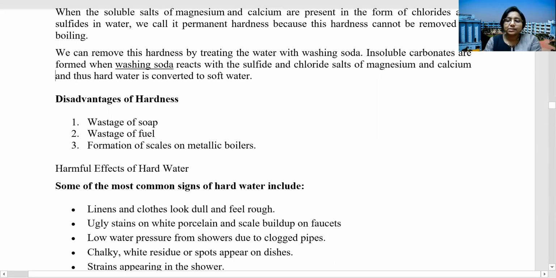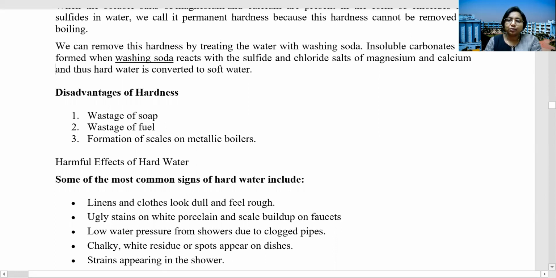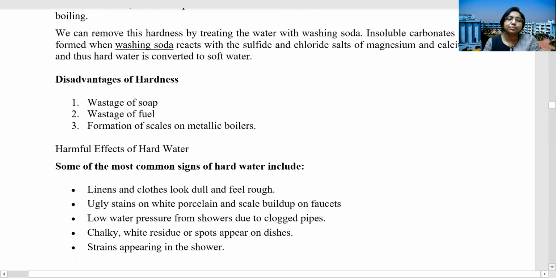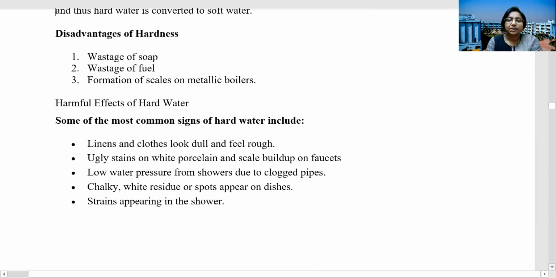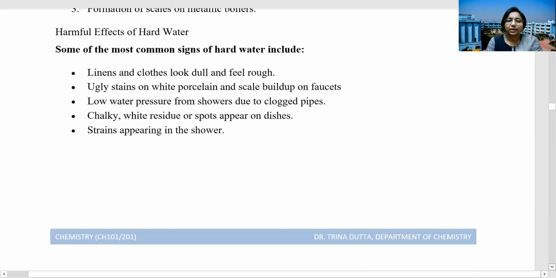So we can understand whether it is hard water or not, because there are some signs. For example, clothes look dull and feel rough, ugly stains on white porcelain, and scale buildup on faucets. These are the signs that we are using hard water.